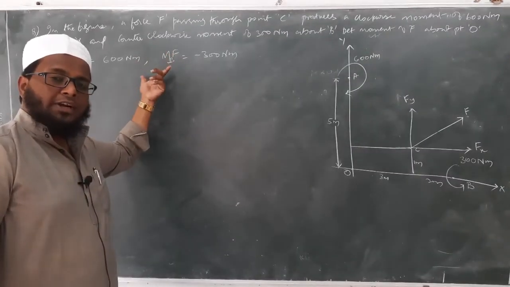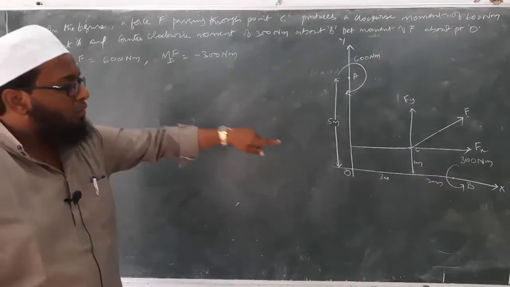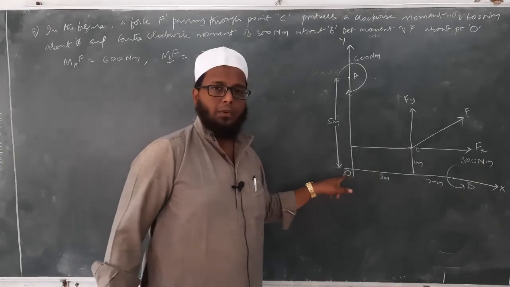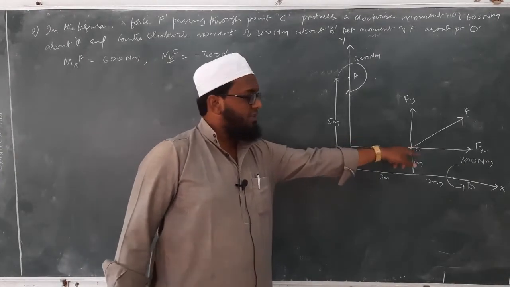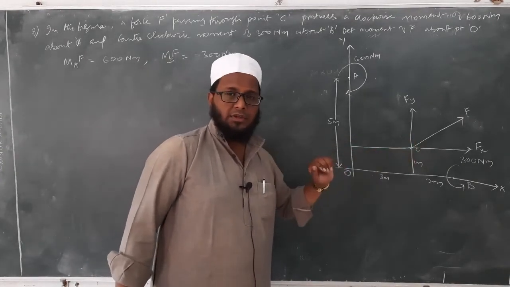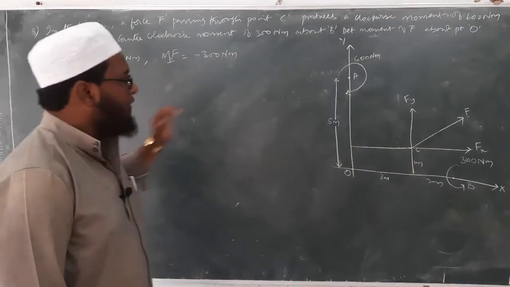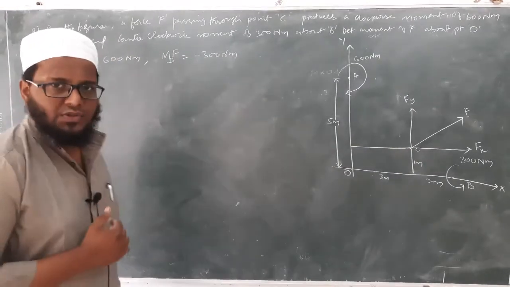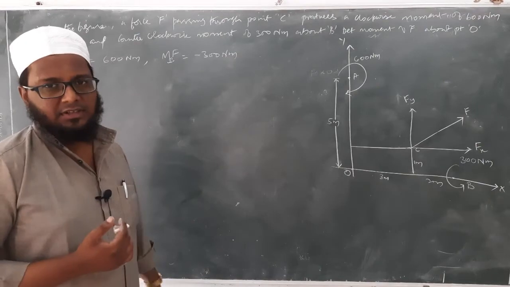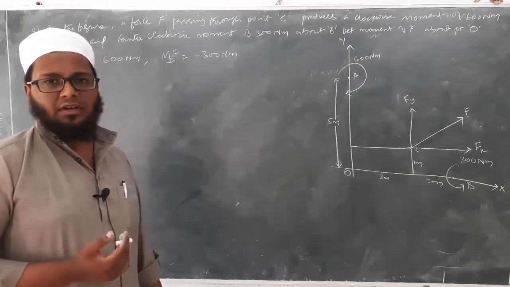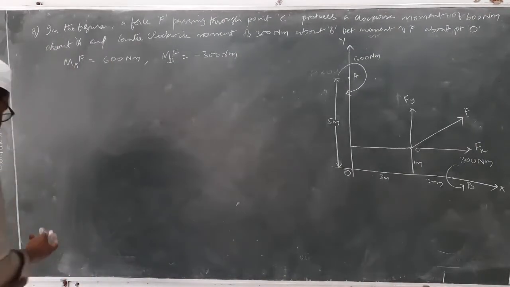Depending upon these two conditions, we have to calculate the moment of F about point O. For that we need to calculate both Fx and Fy values. Before that, even though we don't have thetas, neither slope is given, how to do that, we will see now.